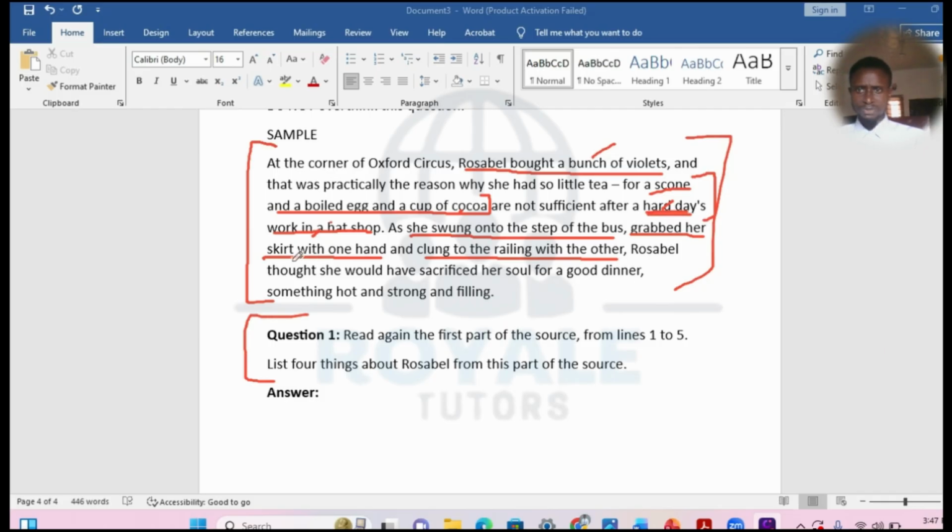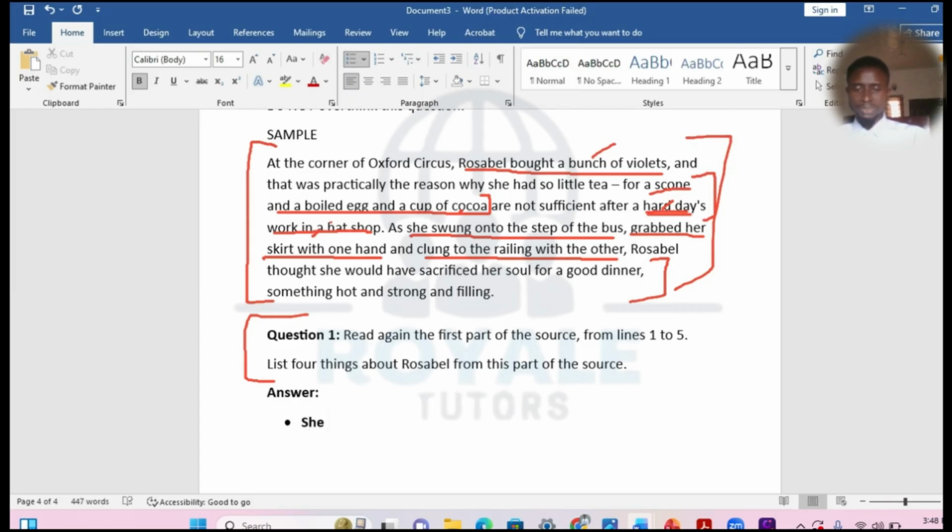So this says Rosabelle thought she would have sacrificed her soul for a good dinner, something hot and strong and filling. So here, what did I get here? That Rosabelle wanted a dinner that was hot, strong, and filling. So right now, we are going to put all this information on the page. Are you ready to go with me?